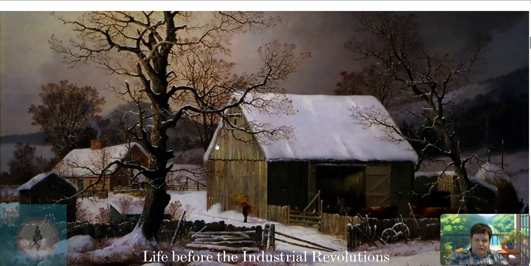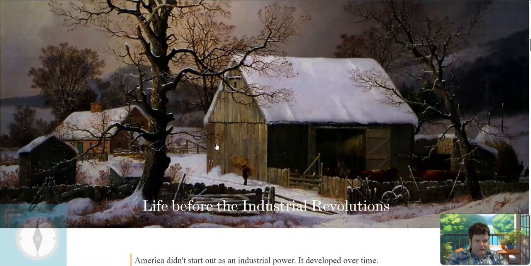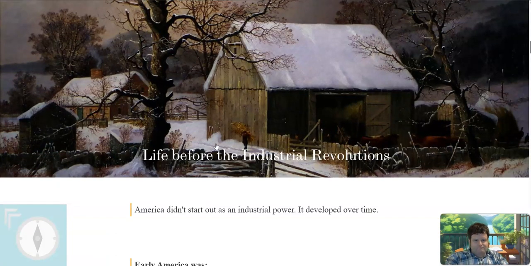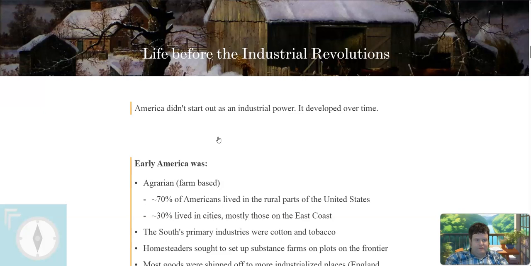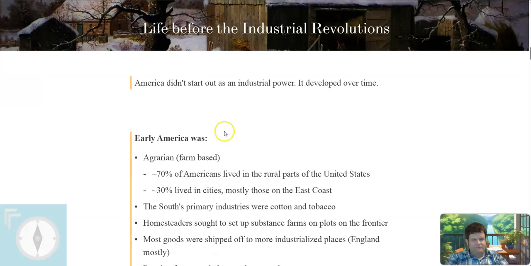Alrighty, let's get on to our first topic, life before the Industrial Revolutions. It's important to keep in mind that America didn't start out as an industrial power. That is something that developed over time, and so that's what we're looking at here. It's important to understand where America was originally coming from.